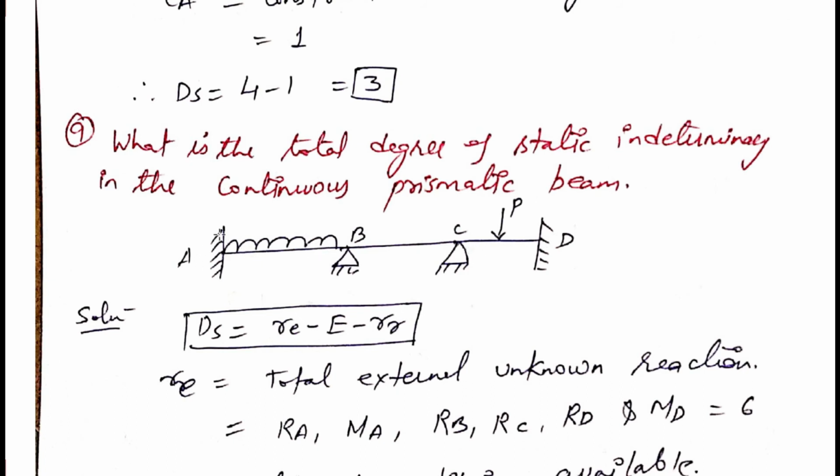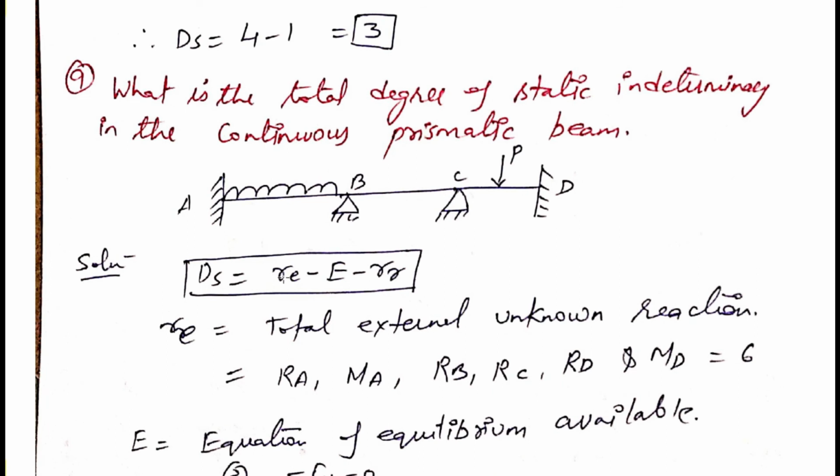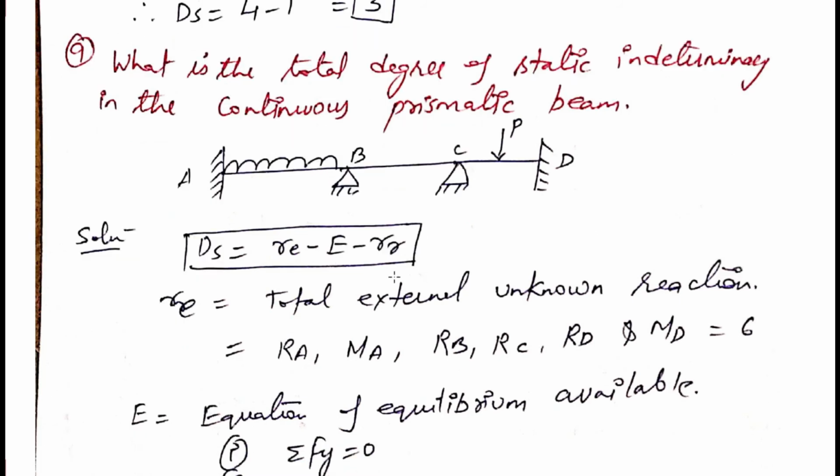Here this is a vertical point load P acting at the span CD, and this is a uniformly distributed load. We are having a fixed support at A, hinge support at B, hinge support at C, and fixed support at D. So DS can be calculated as RE minus external available equations minus RR, release reactions. So for total external unknown reactions, we are having only vertical loading here.